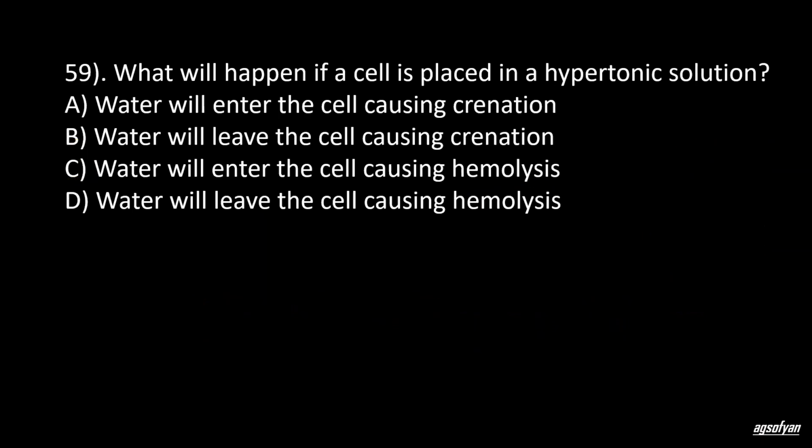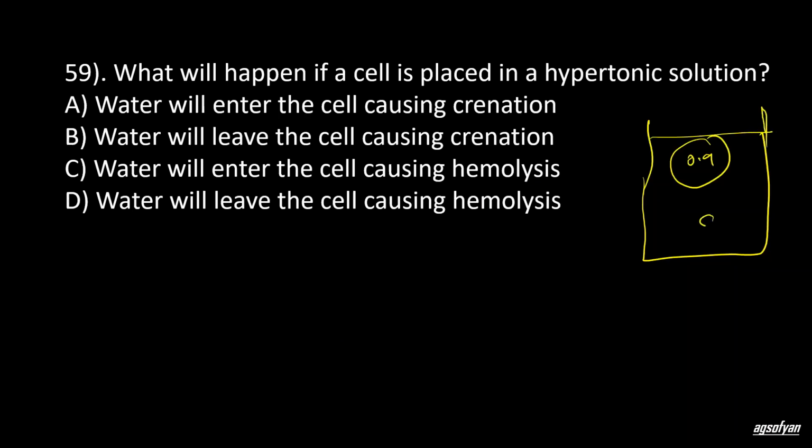What will happen if a cell is placed in a hypertonic solution? That's going to be the opposite of a hypotonic solution. The cell has 0.9%, but the outside in the container, for example, has 9%, more solute concentration. Then what happens? The water will leave the cell and the cell becomes smaller. That condition is called crenation. So water will leave the cell, causing crenation.